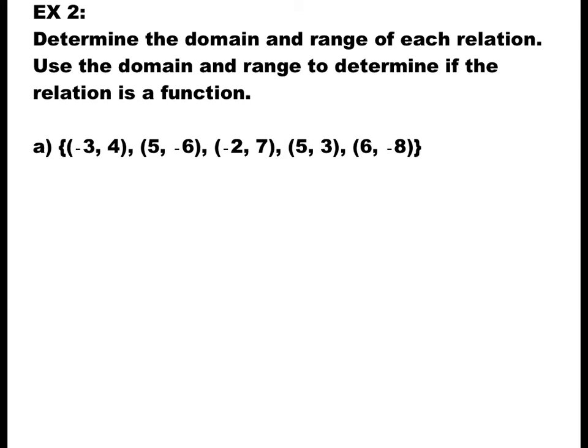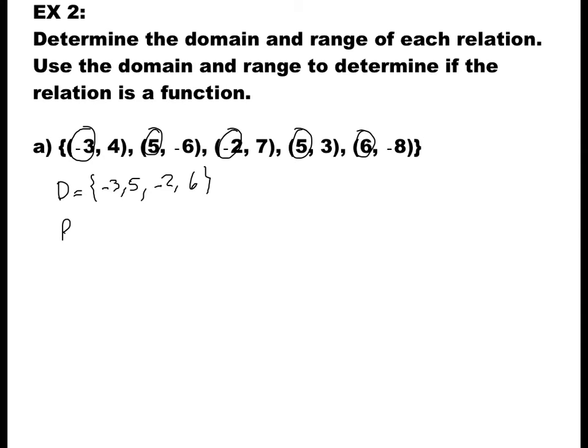In this example, we have been given a relationship and we are supposed to find the domain and range. For the domain, look at all the x values, which are the first numbers in the ordered pair. And write down all these x values and make sure that there is no number repeated. So I'm going to say the domain is, I can write with a curly bracket, -3, 5, -2. And since 5 is repeated, I'm not going to write it again, comma 6.